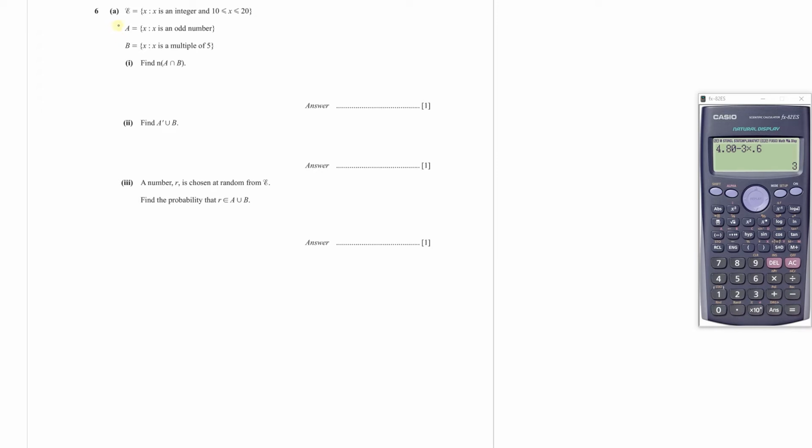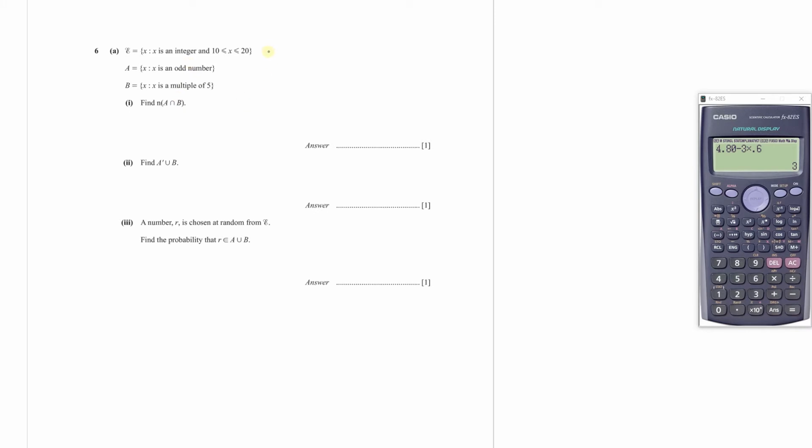Question number 6, part A. Your universal set is the integers between 10 and 20, including 10 and 20 as well. A is a set of odd numbers. B is a set of numbers which are multiples of 5. Part 1 is to find the number of elements in A intersection B.